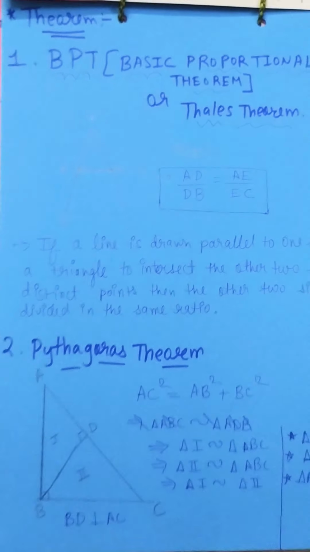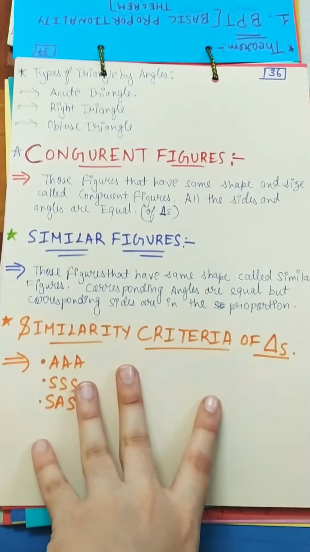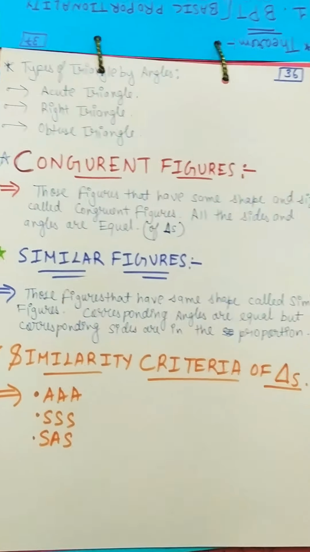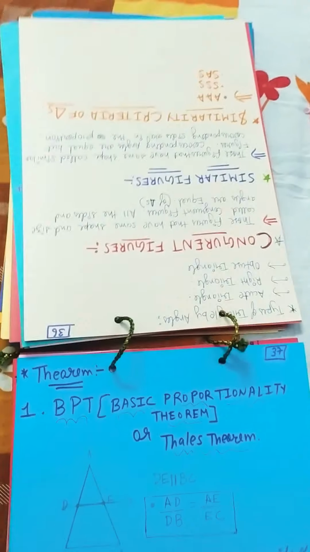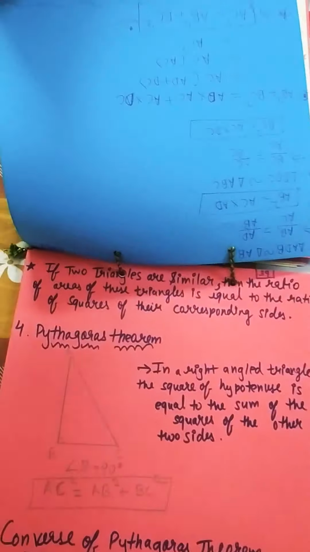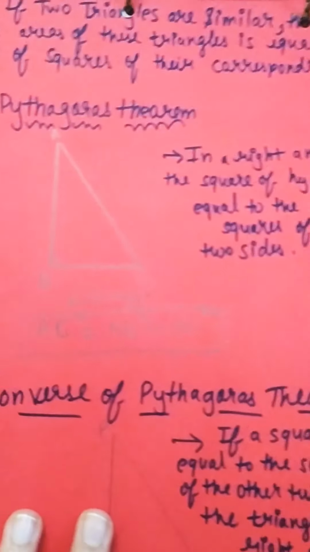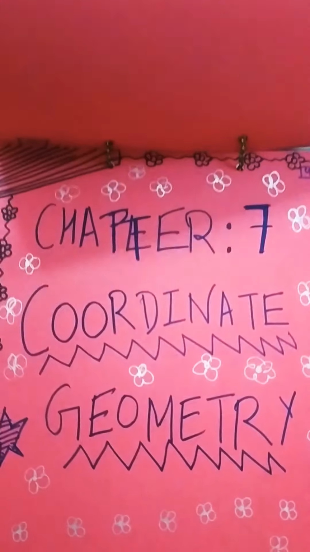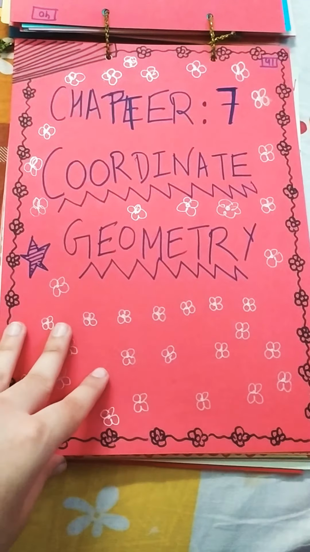I hope you can see it. Congruent figures, similar figures, similarity, criteria of similarity of triangles, as you can see. And it's the theorem page, the page that I showed in the previous minute. Pythagoras, converse of Pythagoras. Then here comes chapter number 7, coordinate geometry.